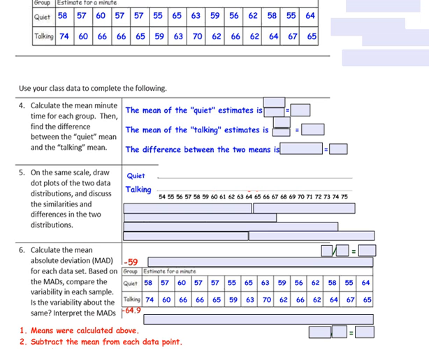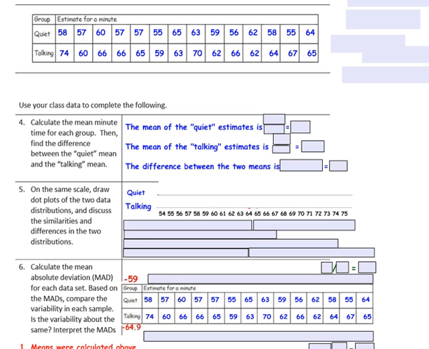Number 4, calculate the mean minute time for each group. Then find the difference between the quiet mean and the talking mean. The mean of the quiet estimate. So what we want to do is we want to add up all of the quiet times and then divide by how many times there are. Then we'll do the same thing for the talking. Add all of those and divide by how many numbers there are. Then we want to find the difference between those two means. And remember that difference means to subtract. Pause the video and complete question 4.